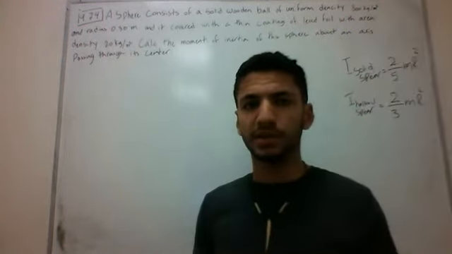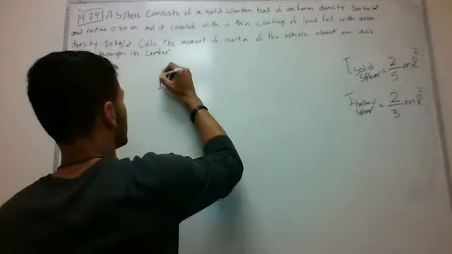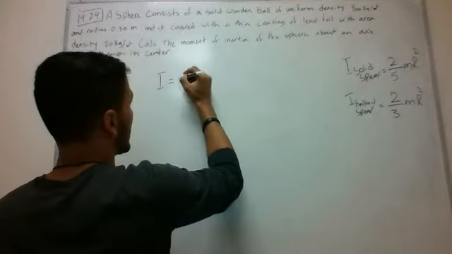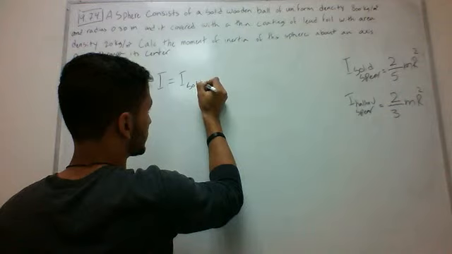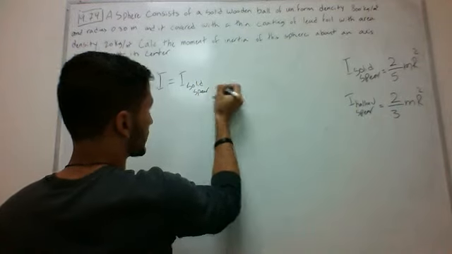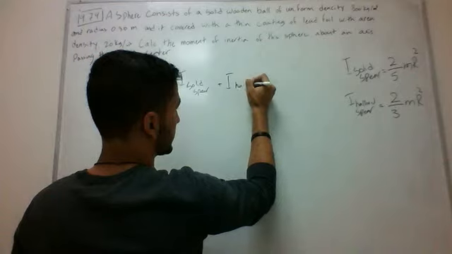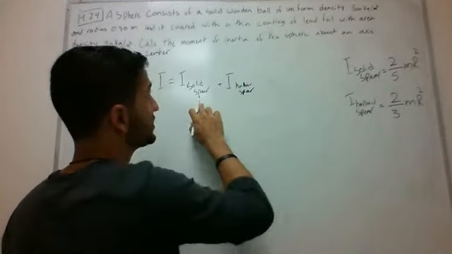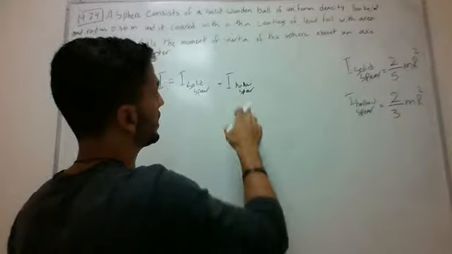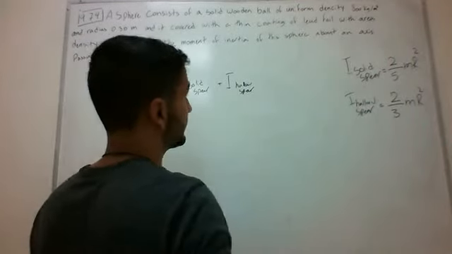So now, as we read the question, there's two types of moment of inertia. So the moment of inertia is going to be equal to I of the solid sphere plus the moment of inertia of the hollow sphere. So the solid sphere is the solid wooden ball, and the hollow sphere is the coating of the lead foil.